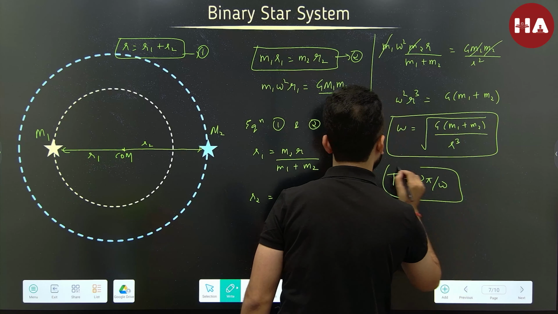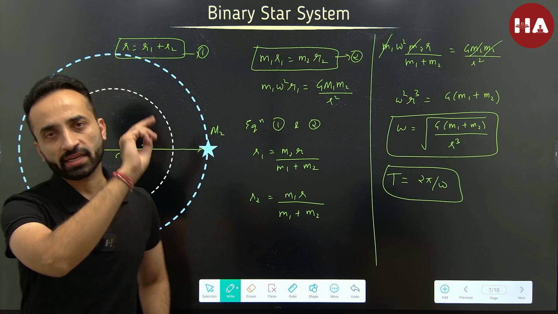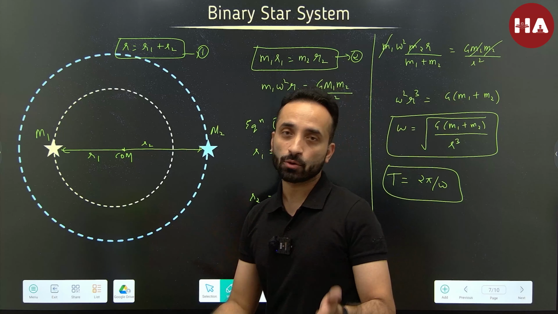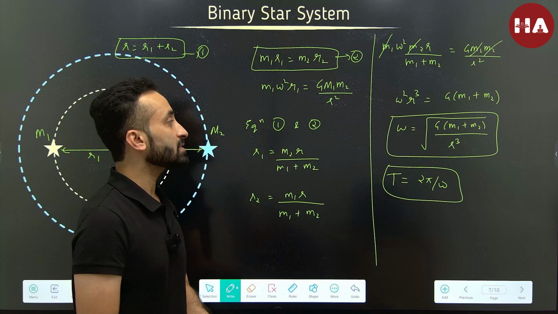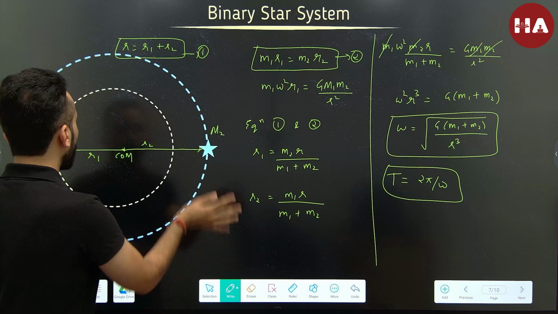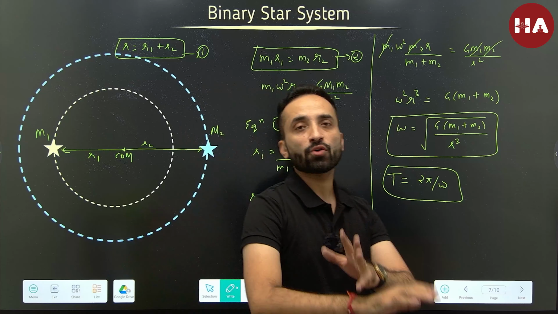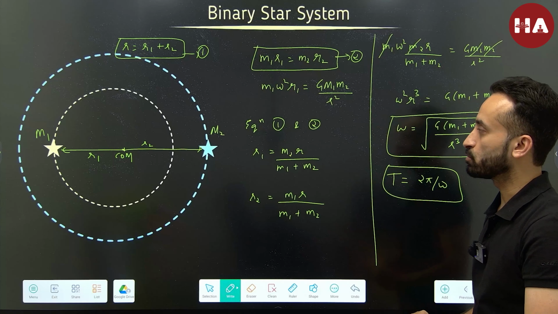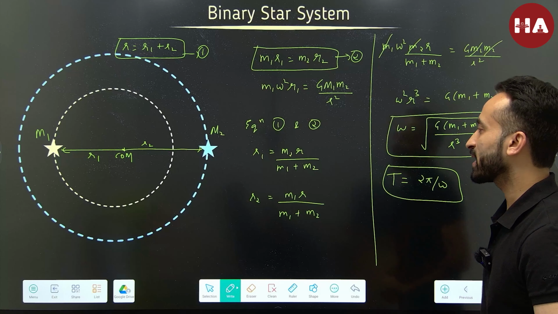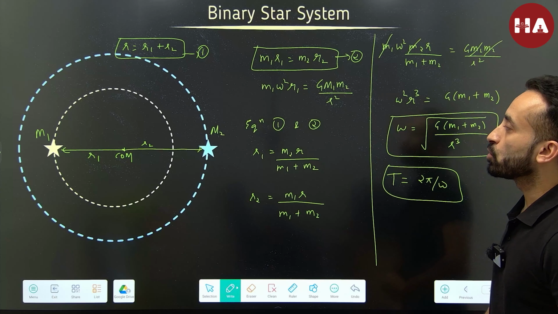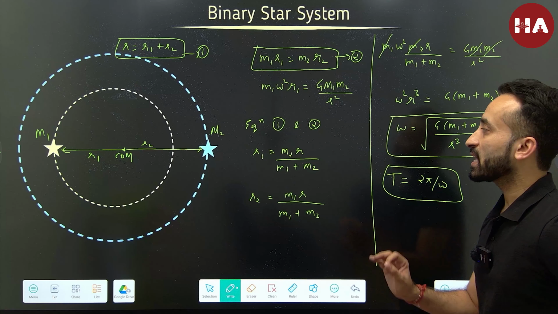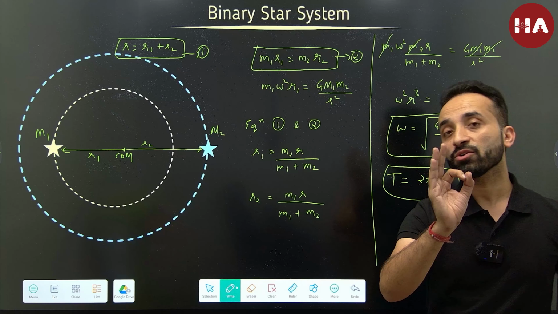Now why do I tell you this? You should understand two things about binary star systems. Since they are two stars of almost equal or comparable mass, not only one of them revolves, both have to revolve, and both revolve around their common center of mass. Keep that in mind. When both of them revolve around their common center of mass, they both have the same angular speed. Can you realize that?